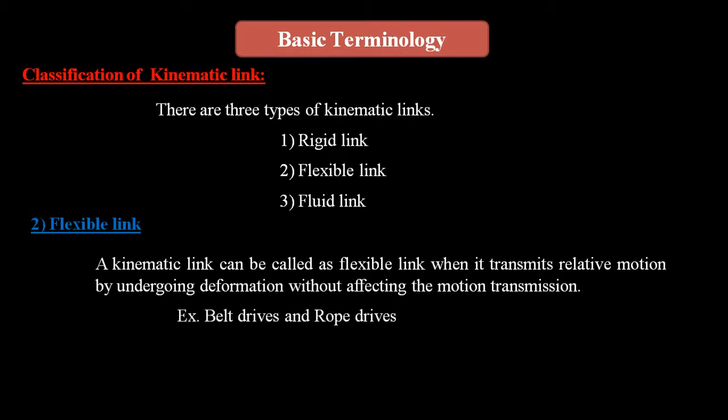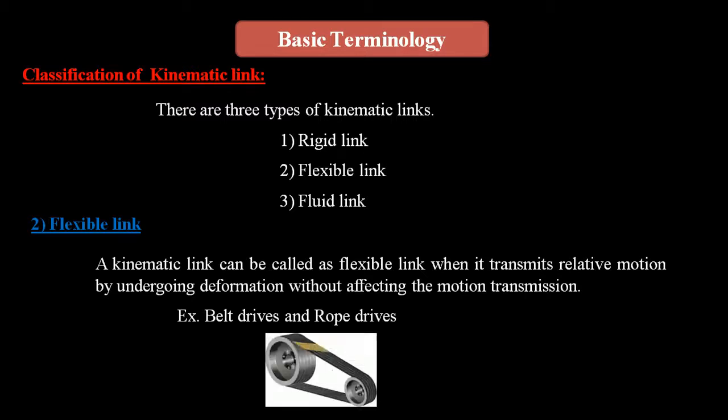For example, we can take belts, belt drives, and rope drives. In a belt drive, we usually arrange the belt over two pulleys by giving a particular deformation in the form of enlarging it and mounting it over the two pulleys. That means it is undergoing deformation, and still it is transmitting power in the form of rotation from one pulley to the other pulley for the required work output. These kinds of belts and drives can be called flexible links.